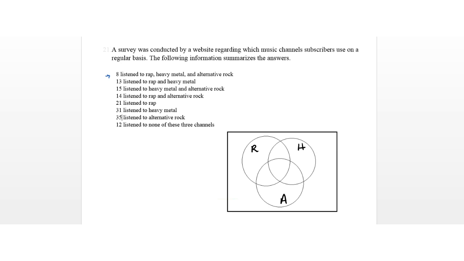We are going to use a Venn diagram to help organize information found from a survey. The information within the survey identifies three specific music channels that subscribers use on a regular basis. We have rap, which will be represented by the letter R, heavy metal, which is represented by H, and alternative rock, which is represented by A. And we see the intersections between all three of those music channels.